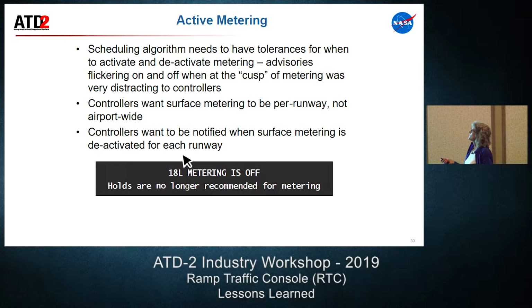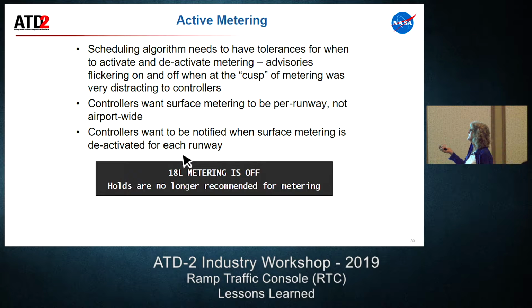So you would not be having the tolerances for when to activate and deactivate metering. I don't know if TBFM's surface metering is going to be providing that. Sorry, TFDM, I'm sorry. If it doesn't have those tolerances, then when you are building your own airline tool, you need to build in those tolerances yourself if TFDM is not providing that, so that the metering advisories are not flickering on and off, because that was very annoying for the controllers.